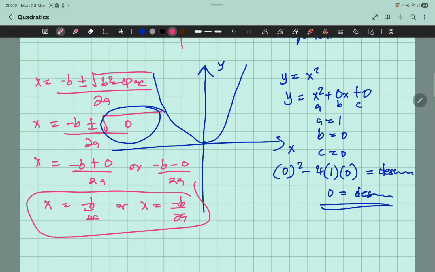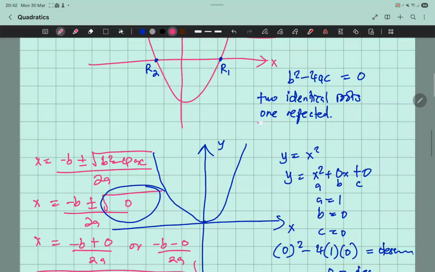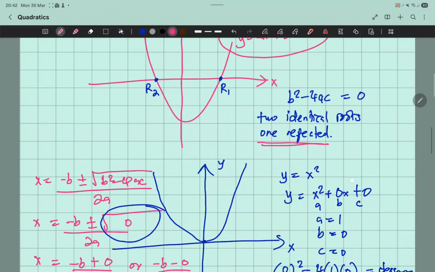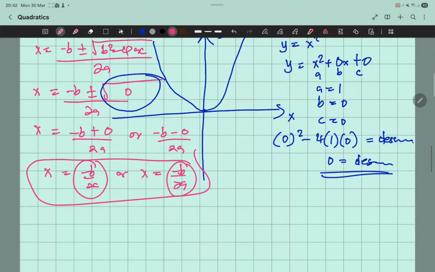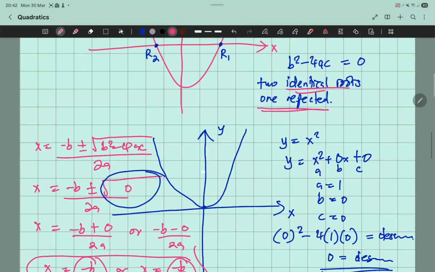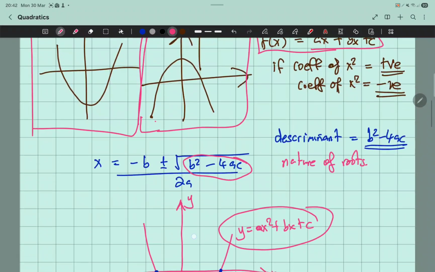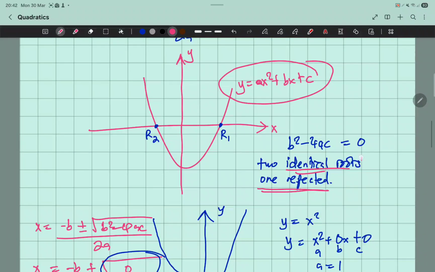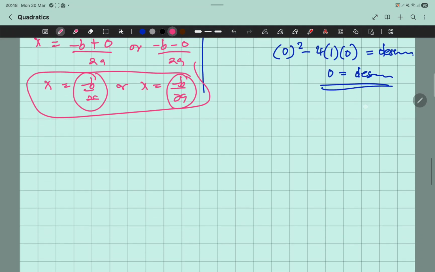So if you use the quadratic formula, you can actually see why the conclusion is one repeated root, because it's just this same root, or two identical roots. Of course there are two identical roots. So number one, by nature of roots, when the discriminant is equal to 0, our roots are either two identical roots or one repeated root. Maybe you can explain it in whichever way you prefer.